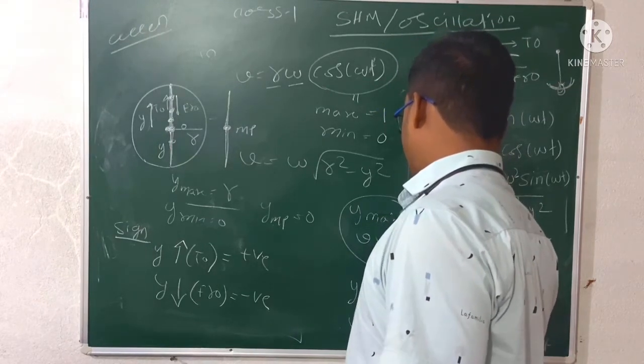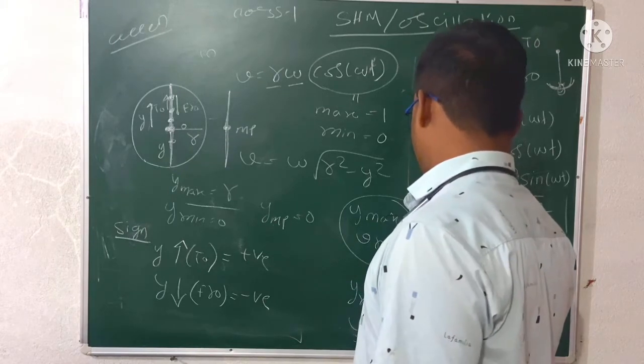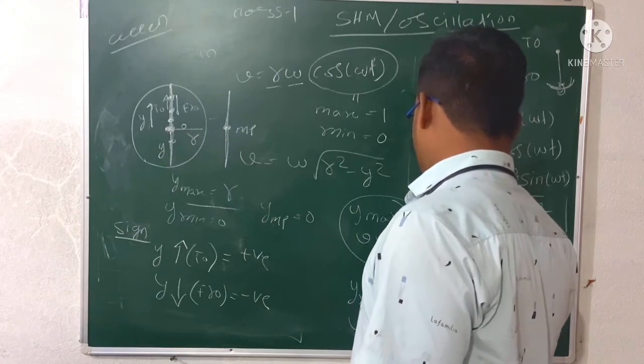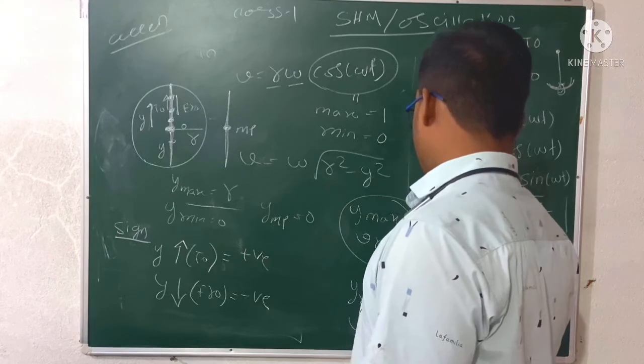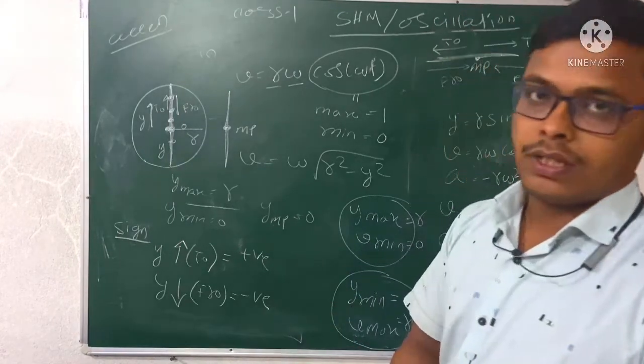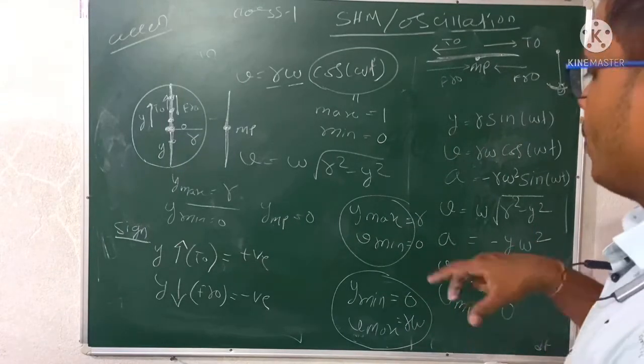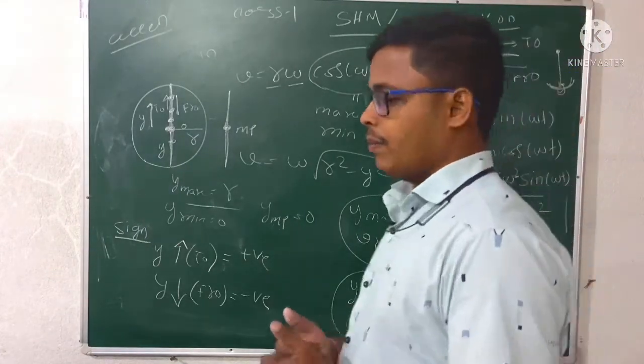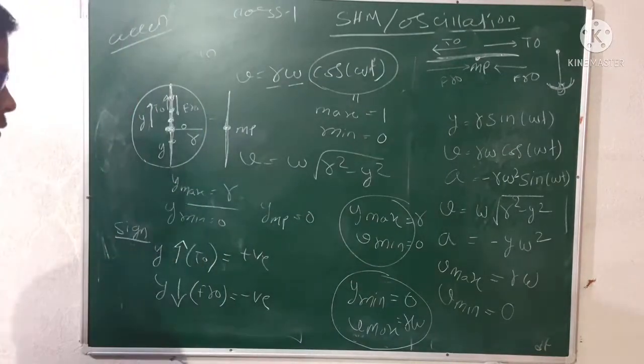So what is the maximum value of v? This is nothing but r omega. What is the minimum value of y? That is 0. So these are the important things. When y is maximum, v will be minimum. When y is minimum, v will be maximum. Okay, so these are the cases.